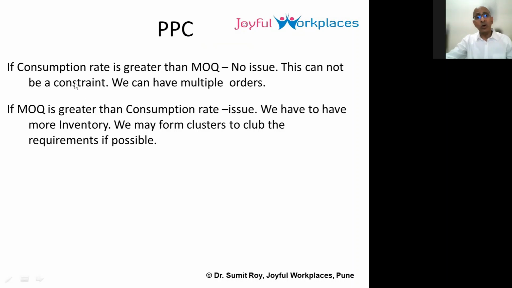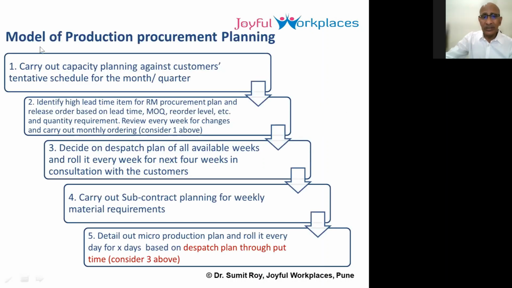So मैंने पहले भी बोला था, consumption rate अगर आपका MOQ से ऊपर है कोई issue नहीं है. This can be a constraint. This cannot be a constraint. If MOQ is greater than the consumption rate, then there is an issue. Because then we have to have more inventory. Your MOQ actually is more than the consumption rate. So you land up in keeping some, आपका जो slow moving inventory वो बढ़ जाएगा. Okay. So these are the very broadly 5 steps.